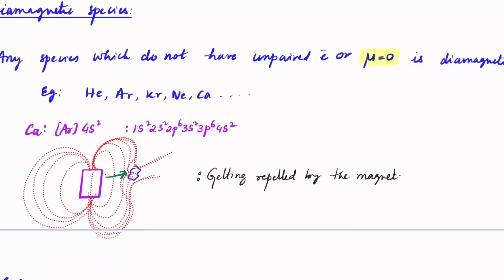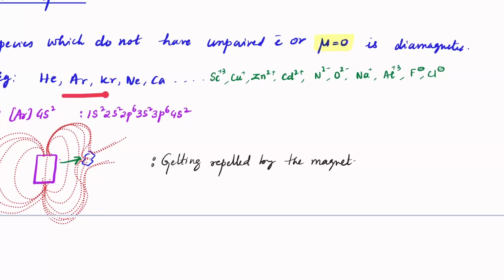Now, in the form of ions, if you notice, scandium 3+, copper +, zinc 2+, cadmium 2+, got it? Or in case of negative ions, N3-, O2-, sodium +, aluminum 3+, fluorine -, chlorine -, like this. All of these positive, negative, and neutral species are diamagnetic because none of them will have any unpaired electrons.